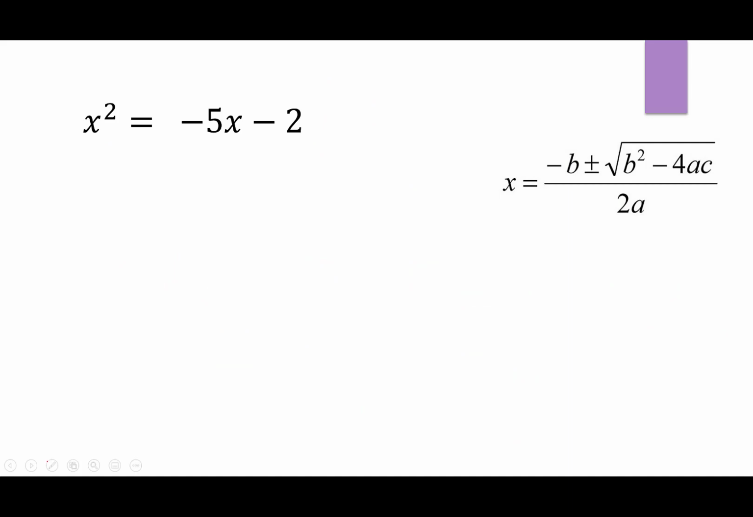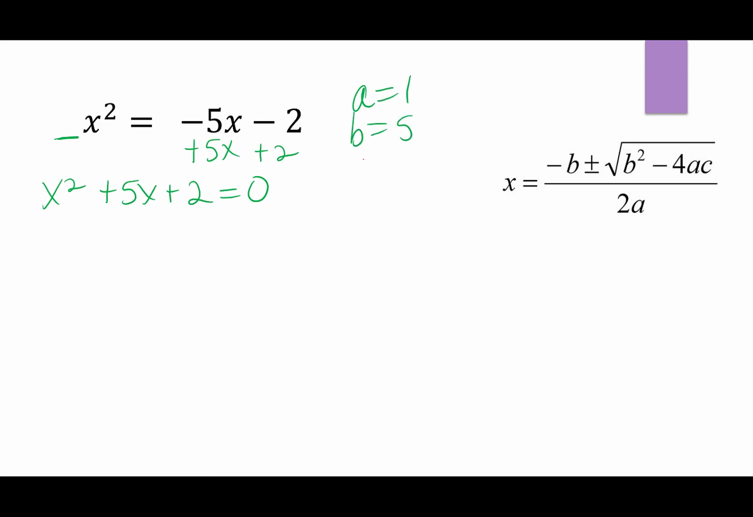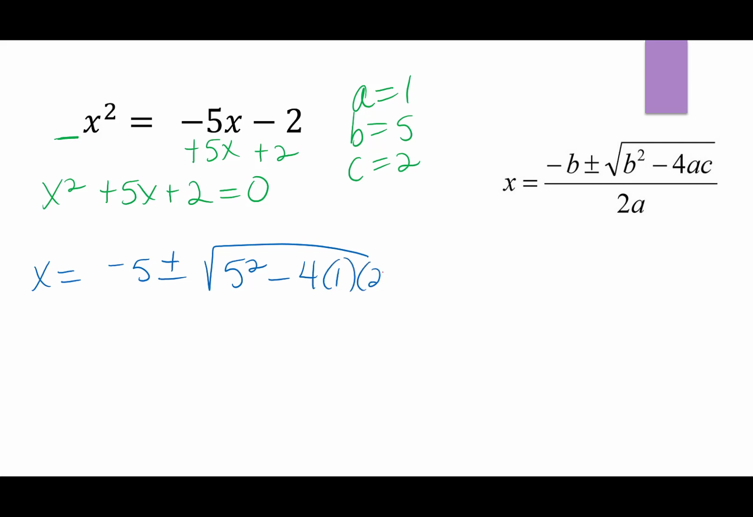The first thing that needs to happen is all three terms need to be on the same side of the equal sign. I'm going to keep the a out here in front of the x squared positive. So I want you to add 5x and the 2 to the other side. That would be x squared plus 5x plus 2 equals 0, making a 1, b 5, and c 2. So our formula is minus 5 plus or minus 5 squared minus 4 times 1 times 2 all over 2 times 1. Okay, next I'm going to draw the cross, which is addition.